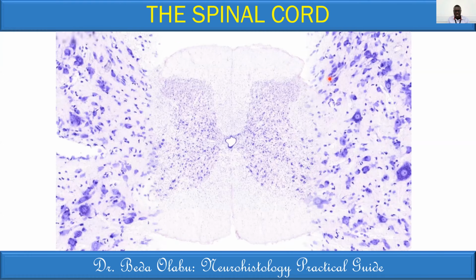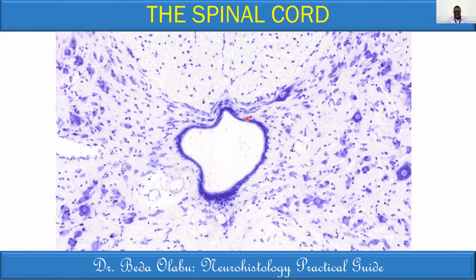A higher magnification around the central canal displays that the spinal ependymal lining is simple columnar to simple cuboidal epithelium, as you can see there. Around that is the gray matter. The gray matter behind is the dorsal gray commissure, which joins right and left. And in front of that is the ventral gray commissure, which also joins the right and left sides.